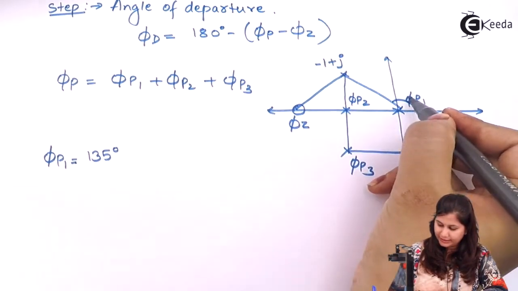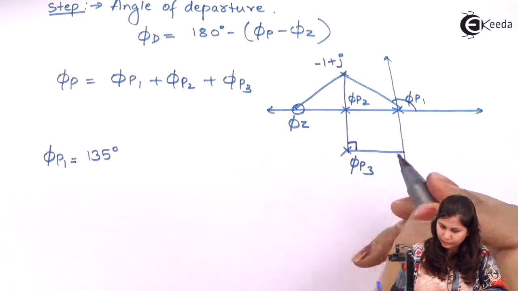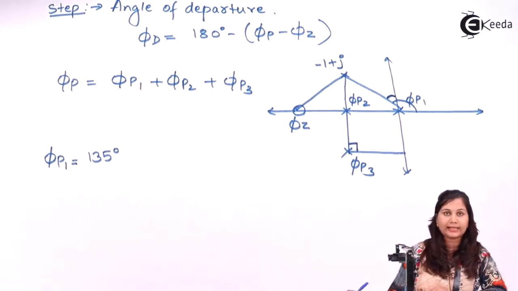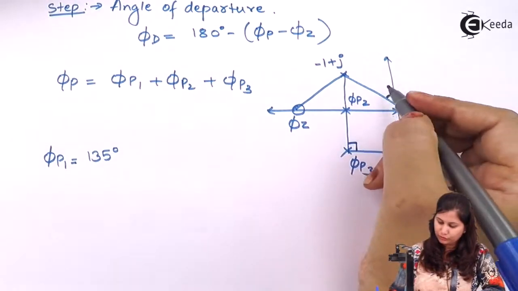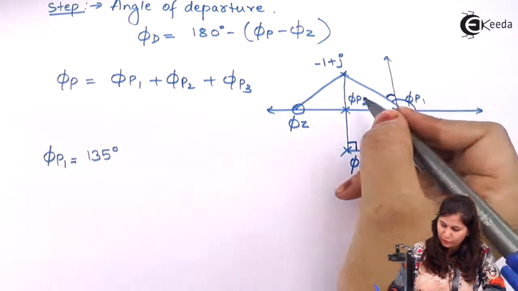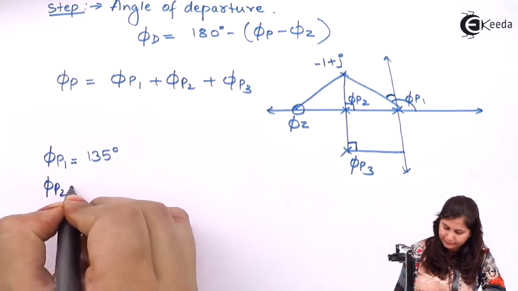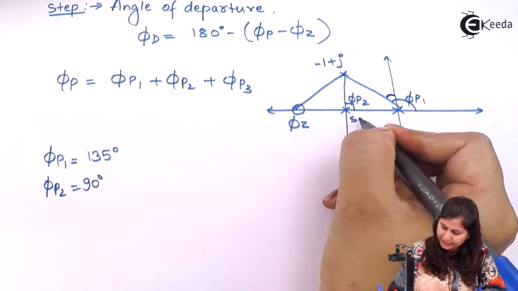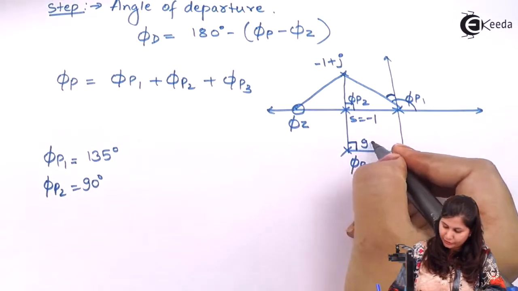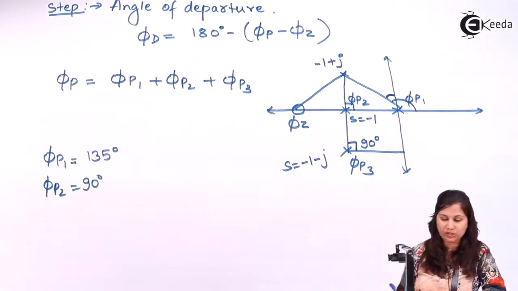We are having this angle as 90 degree. This is also 90 degree. Okay. So this angle will come out to be 90 plus 45, so the complete angle will become 135 degrees. For this phi p2, the angle subtended will be 90 degree, because this is s equals -1. So just above it, the angle will be 90 degree. Here also we will be having 90 degree because this is s equals -1 minus j.